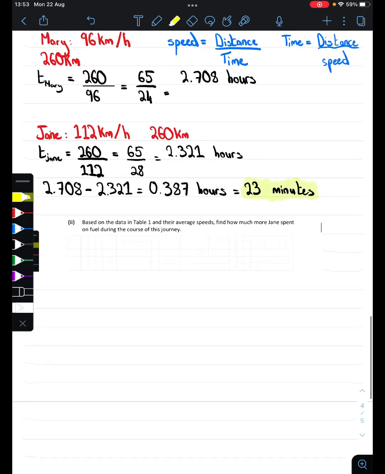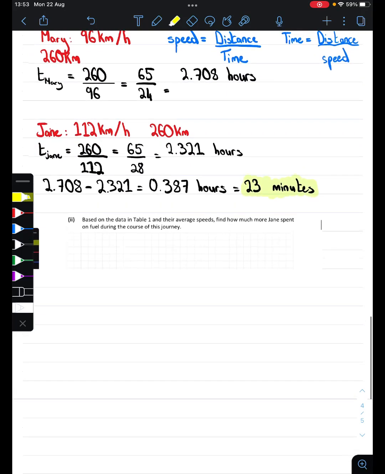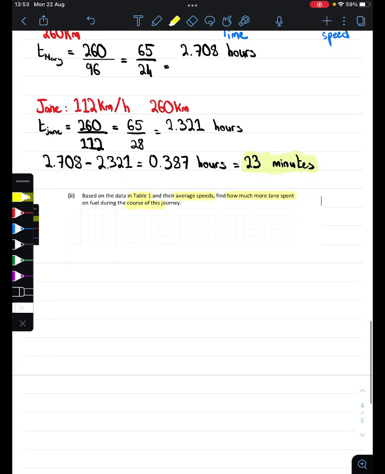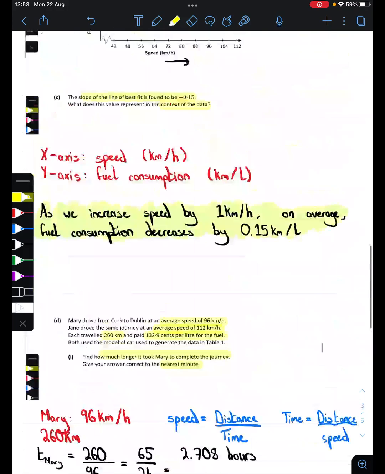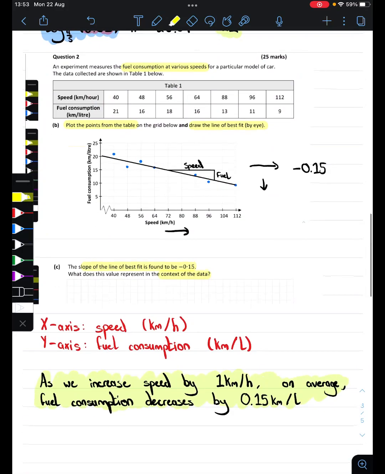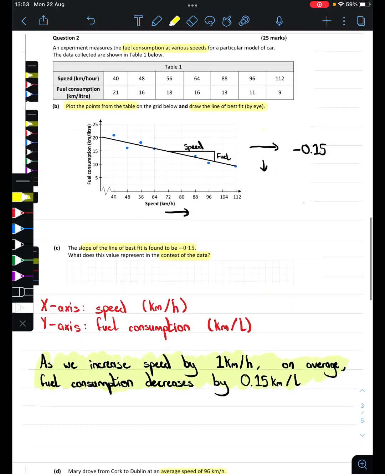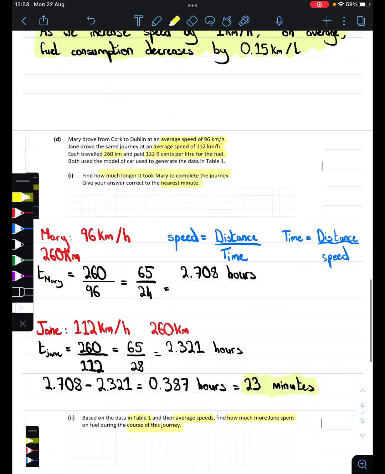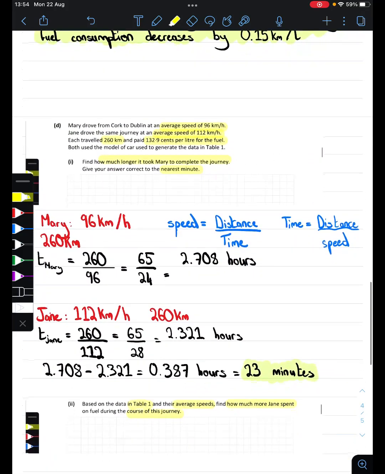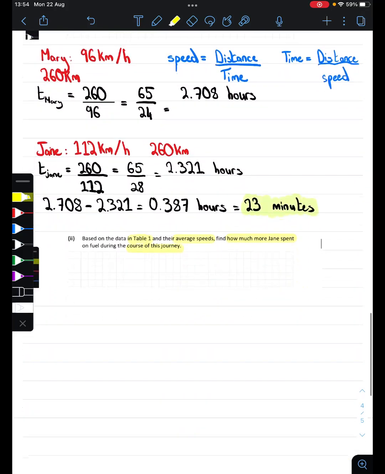Now on to part 2 of D. Based on the data in Table 1 and their average speeds, find how much more Jane spent on fuel during the course of this journey. Okay, so we know that traveling at a higher speed is less fuel efficient, so it would make sense that Jane, who traveled faster, would have spent more on fuel. But let's figure out how much they both spent.